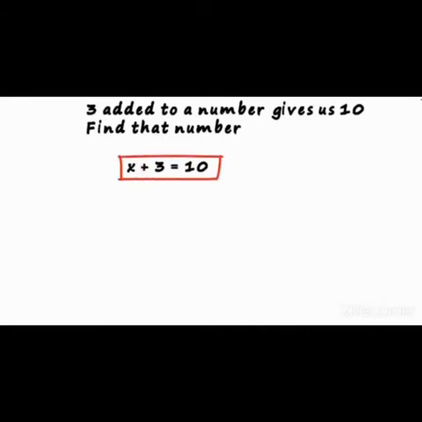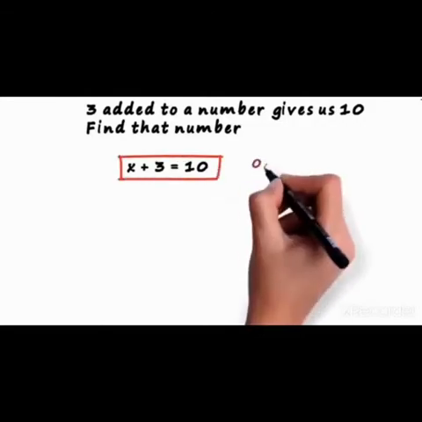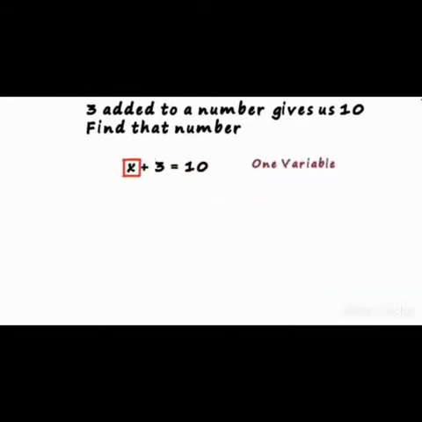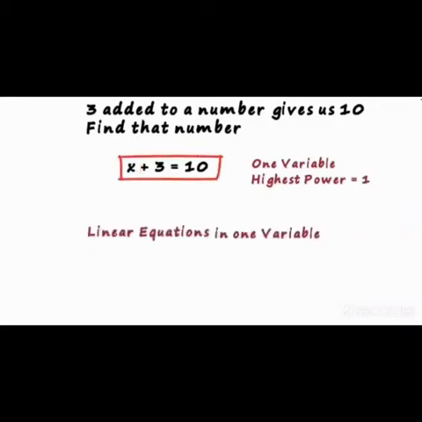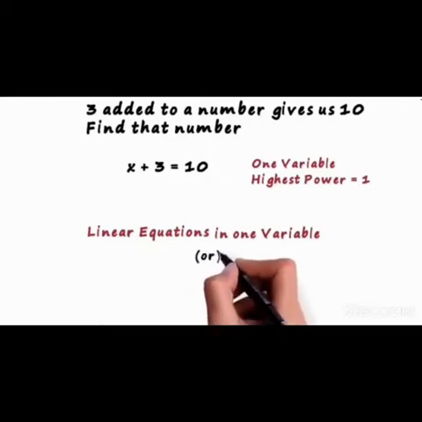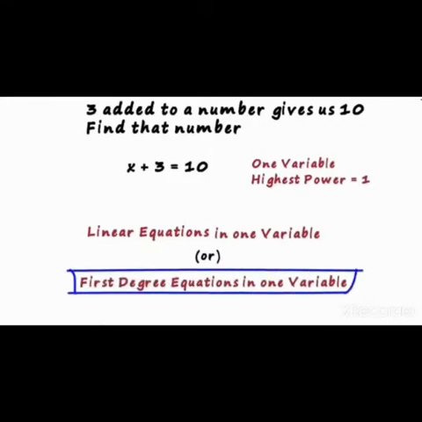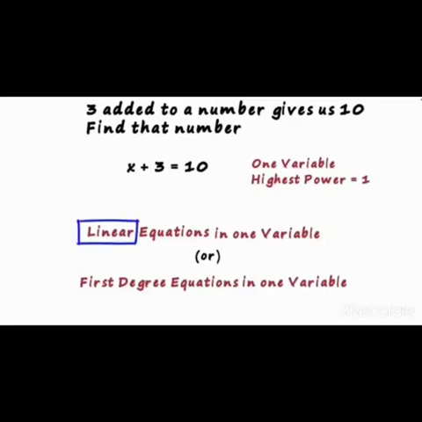This is called an equation, and it helps to write a large problem like this in a shorter way. This equation has one variable, which is x, the unknown, and the highest power of x is 1. This kind of equation is called a linear equation in one variable. It is also referred to as a first degree equation in one variable. They are called linear or first degree because the highest degree of the variable is 1. We will have a deeper understanding of why such equations are called linear in the coming videos.